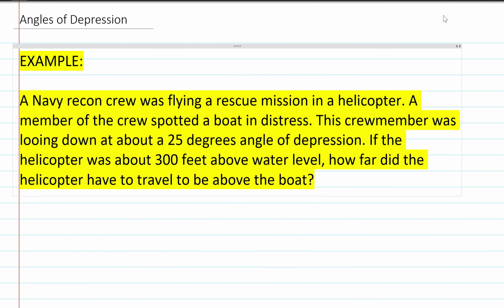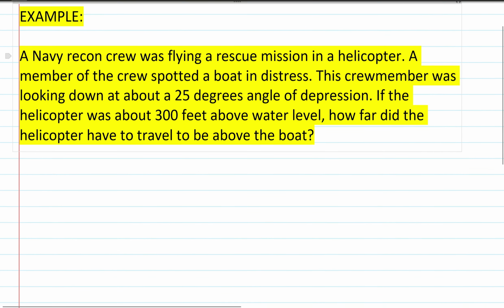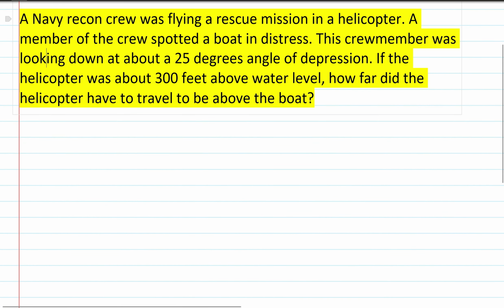All right, let's take a look at our next example. It states that a Navy recon crew was flying a rescue mission in a helicopter. A member of the crew spotted a boat that was in distress. So the crew member was looking down at about a 25-degree angle of depression. If the helicopter was about 300 feet above water level, how far did the helicopter have to travel to be above the boat? All right, so let's first draw a quick sketch of this whole situation.